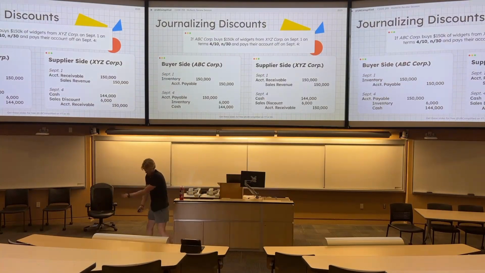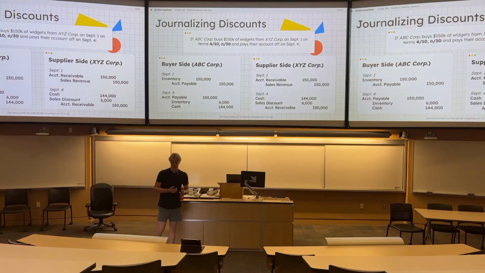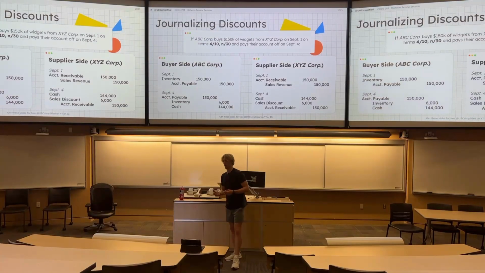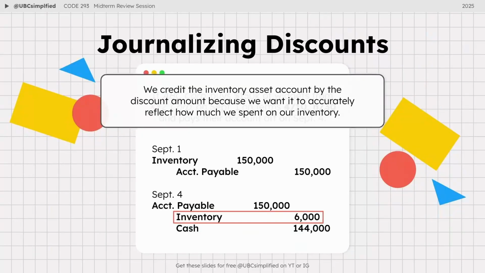And then on the flip side, the supplier side, this is just recognized: okay, we received $144,000 cash, and then we also had a $6,000 sales discount, and this is a contra account to revenue as well, and this can add up to your account receivable. It's just, again, reflective of what you've been selling. So sales discount is a contra account to revenue, so the opposites, debit and credit, matter for that one. Once again, we want to accurately reflect how much we spent on inventory. That's the whole idea here: whatever we have in stock, how much did it actually cost us?